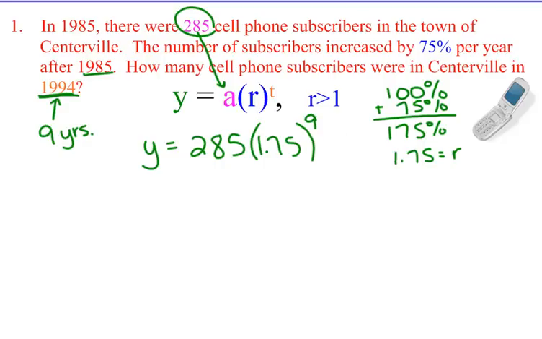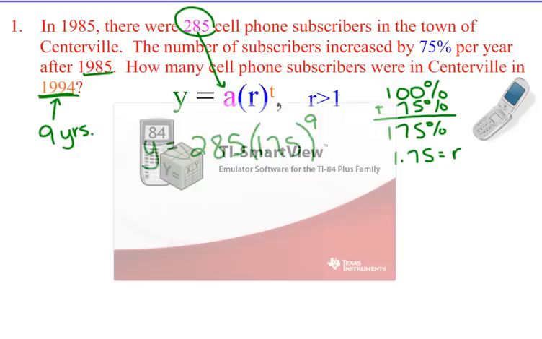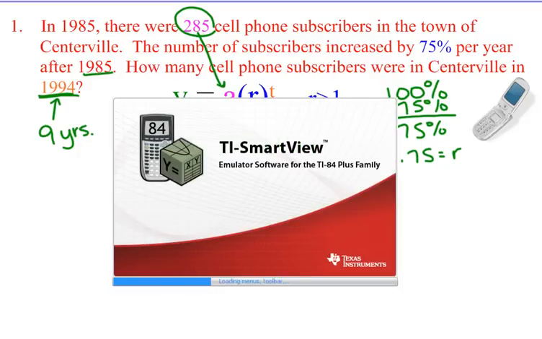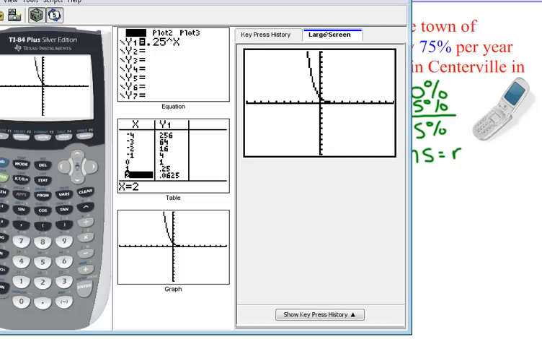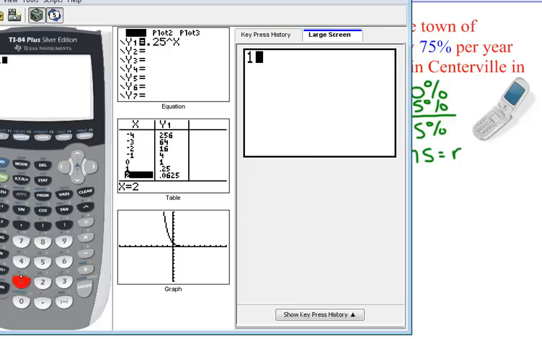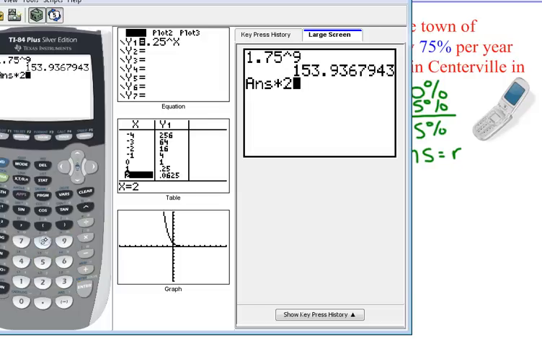So in my calculator right now, and I can show you how we would do this, I'm going to go ahead and you guys can do the same thing. I'm going to punch in 1.75 to the 9th power. So 1.75 raised to the 9th. And then you would take that answer times 285. So there, remember the question asked how many cell phone subscribers were there in 1994? We would say 43,871 people, or if we wanted to round up.